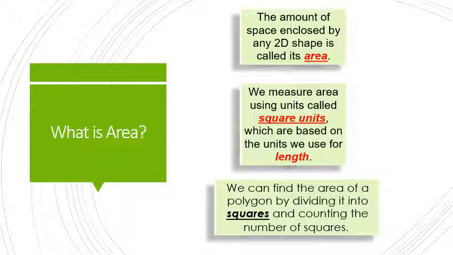We can find the area of a polygon by dividing it into squares and counting the number of squares. Now, although we can use formulas, I want to get you to the idea of dividing a polygon into squares and then counting the number of squares to determine the area. This will help you to get used to the type of questions you will come across in the investigation.